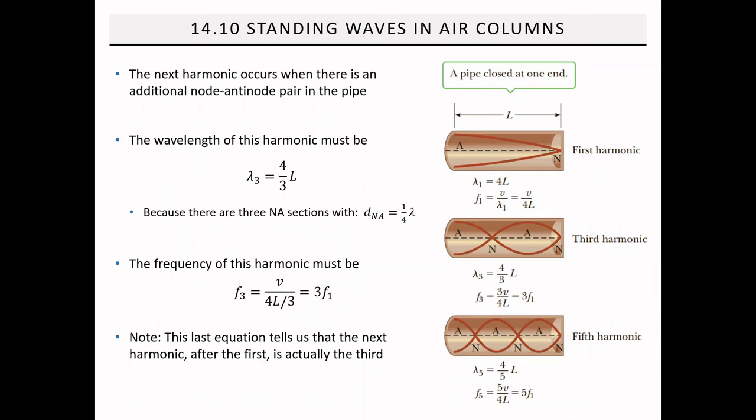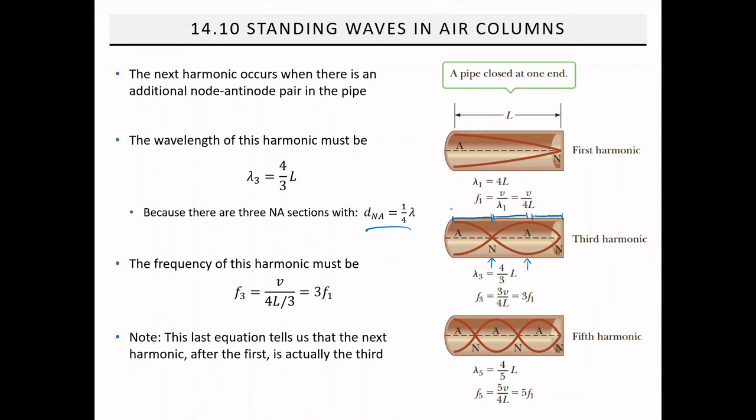To determine the next harmonic, we want to repeat the procedure that we did with the string. We added another node, and this also added another antinode. So this will bring us to the second picture, where we have an additional node and an additional antinode inside of the tube. Now, the wavelength of this harmonic we can fairly easily determine using the distance from the node to antinode formula. So to find the distance from a node to an antinode, notice that there are 3 node-antinode sections.